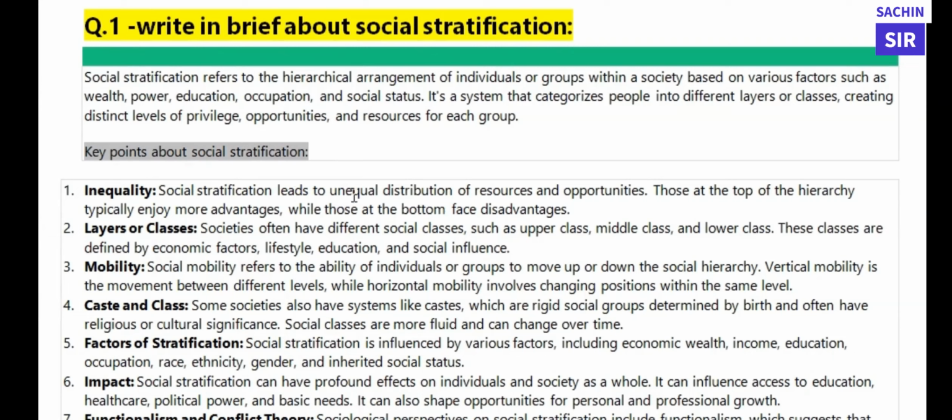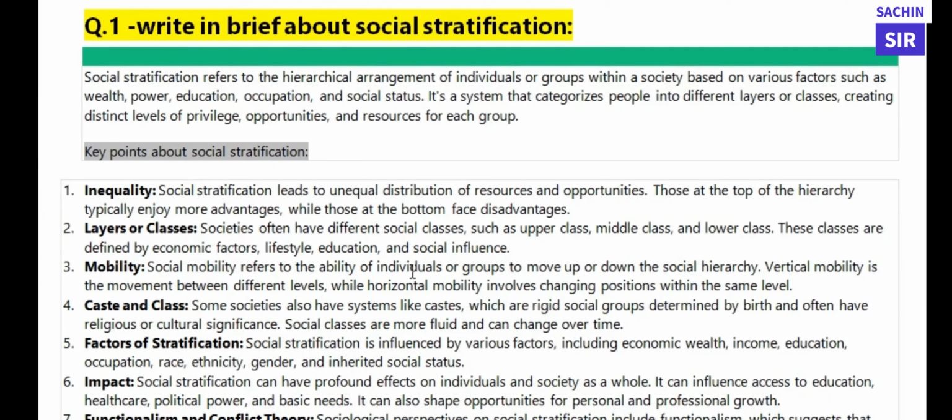Inequality. Social stratification leads to unequal distribution of resources and opportunities. Those at the top of the hierarchy typically enjoy more advantages, while those at the bottom face disadvantages. Layers or classes. Societies often have different social classes, such as upper class, middle class, and lower class. These classes are defined by economic factors, lifestyle, education, and social influence.